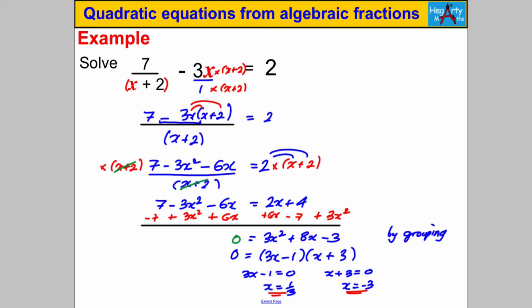Other than in the PDF below, there's one really hard example that also uses the quadratic formula.